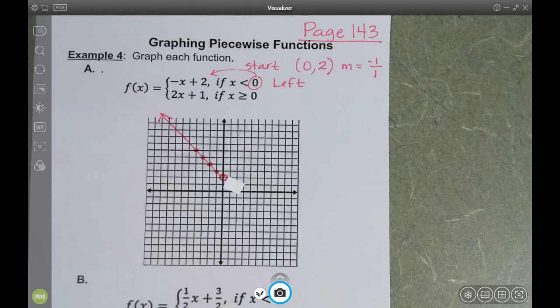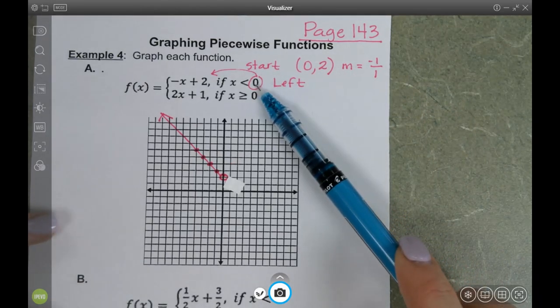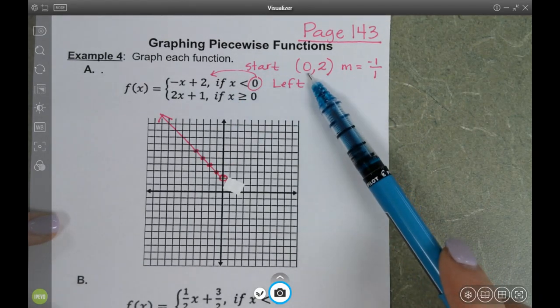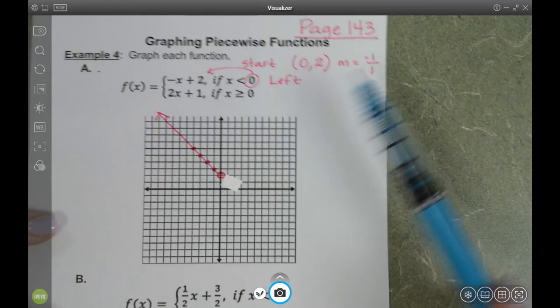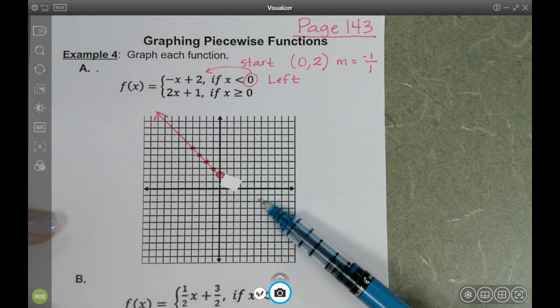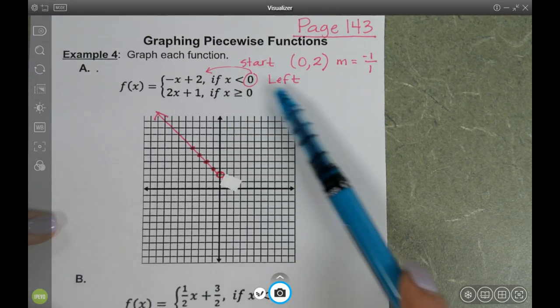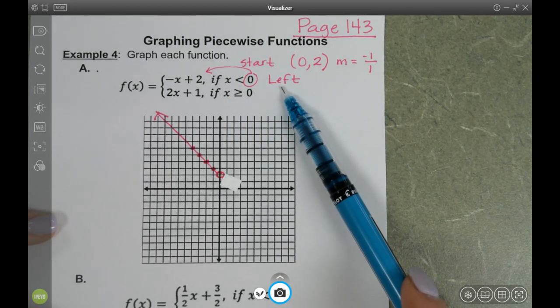Okay, so I took my x value on the domain, plugged it in, that gave me a starting point. Then I used the slope to make the line. But I couldn't go to the right like you normally would because this says x is less than 0, which means it's going to go to the left.